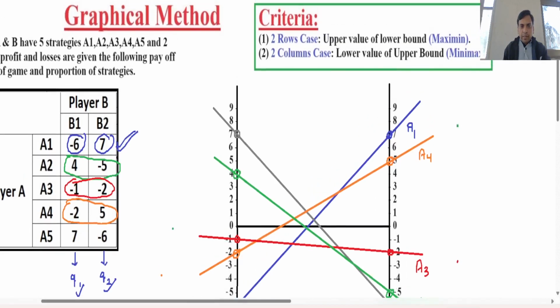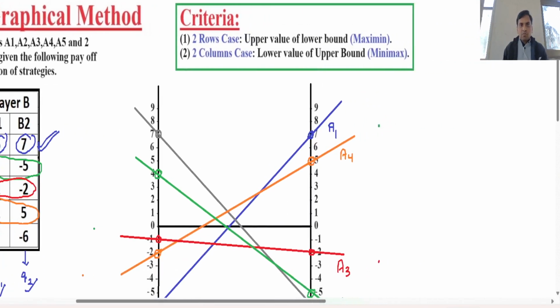Now we will follow criteria. So in 2 rows case we will take upper value of lower bound, we have discussed in previous case, and in 2 column case we will take lower value of upper bound. So this open area is upper bound and this open area is lower bound. So we will focus on this upper bound and lowest point. So in this upper bound, 4 points are there. And this is the lower point with respect to 0 line.